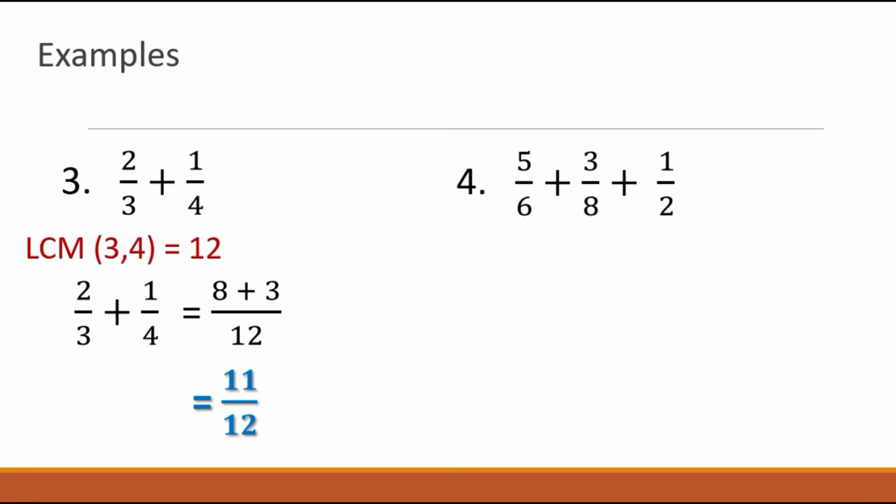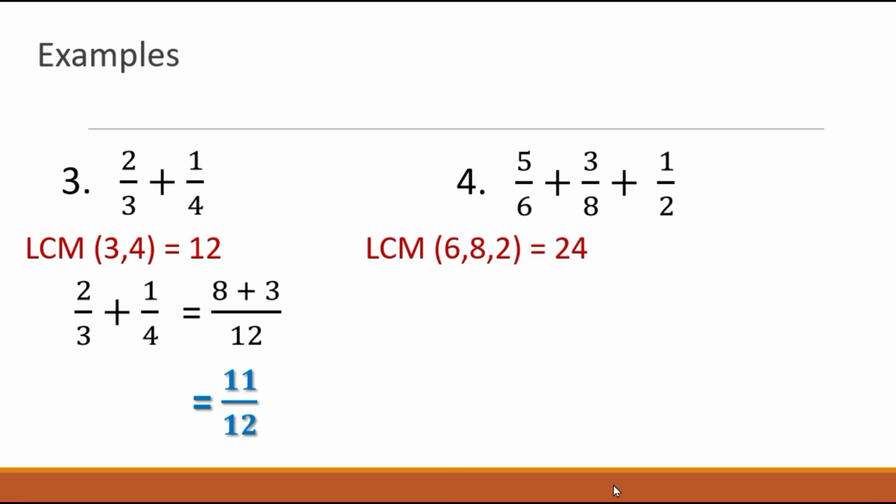Now let's have example 4. We have 5 over 6 plus 3 over 8 plus 1/2. First, get the LCM of 6, 8, and 2. So the LCM of 6, 8, and 2 is equal to 24. So 24 is the LCM because 24 is the least number that can be divided by 6, 8, and 2.